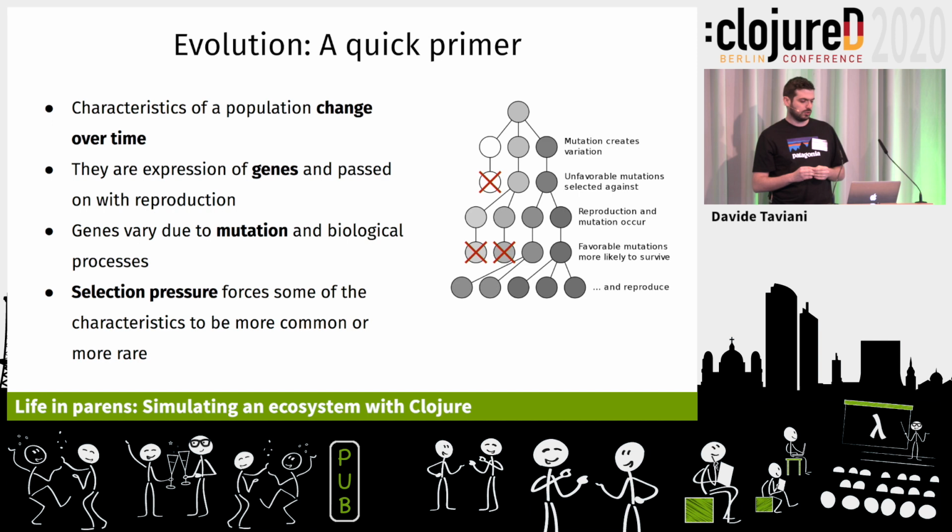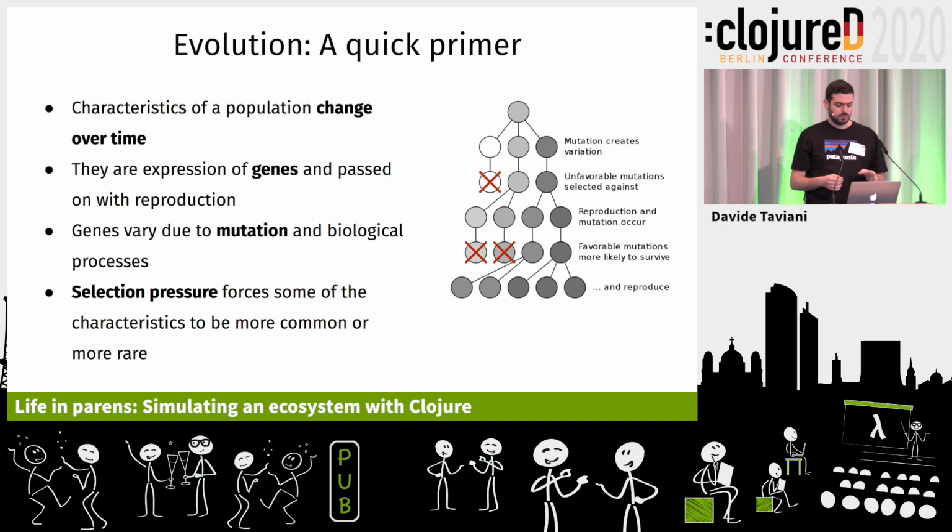First of all, is realizing that populations change over time, and their characteristics also change. These phenotypes, so these characteristics, are expressions of genes, and at every generation, these genes get passed on. And individuals within a population are different, like we're all different, like siblings even are different, even if they have the same parents. There are also mutations.